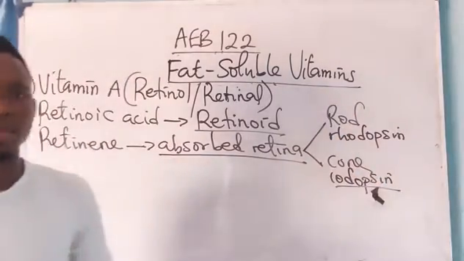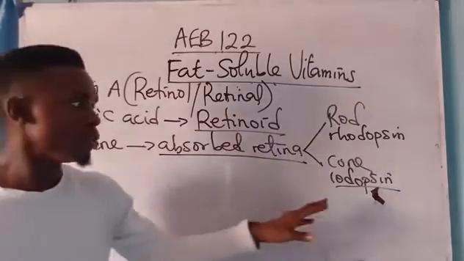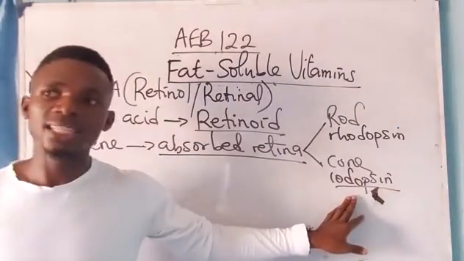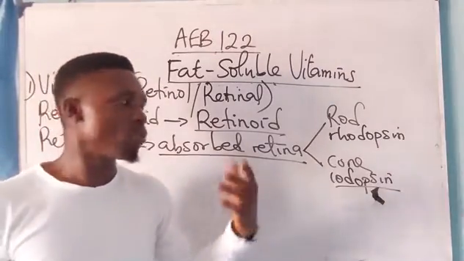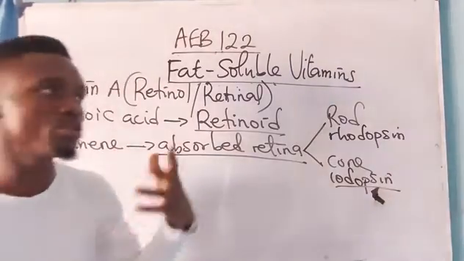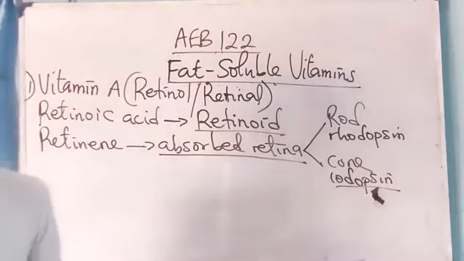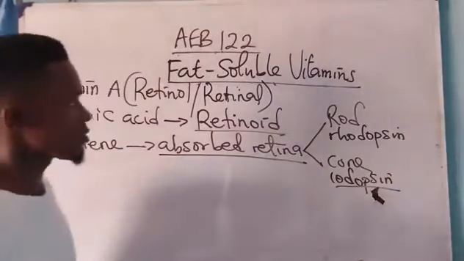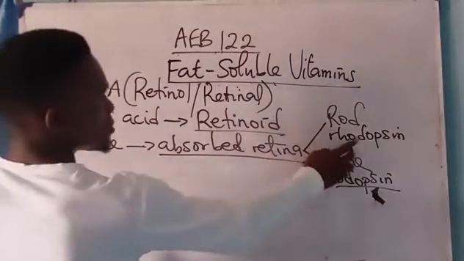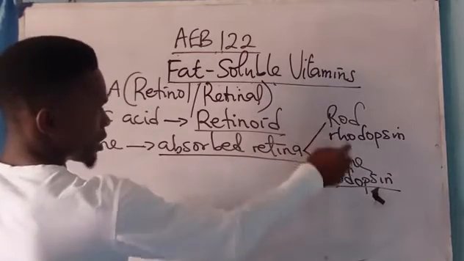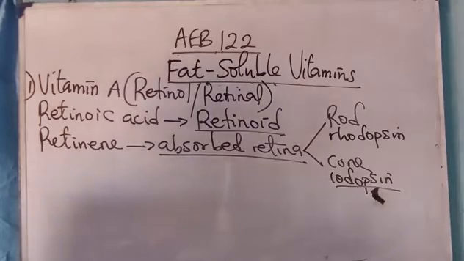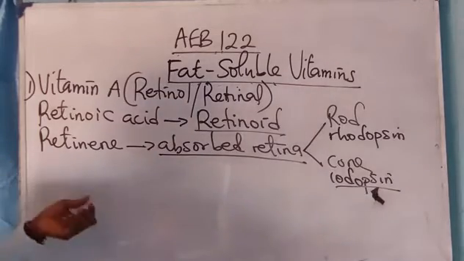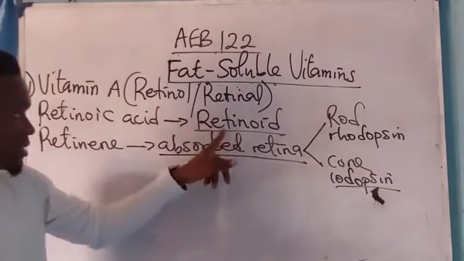Diurnal animals see clearly during the day compared to at night. But there are some animals that see both during the day and at night. They are called cathemeral animals. So please, rhodopsin is the chemical found in the rod, then iodopsin is the one found in the cone. Take note of that.